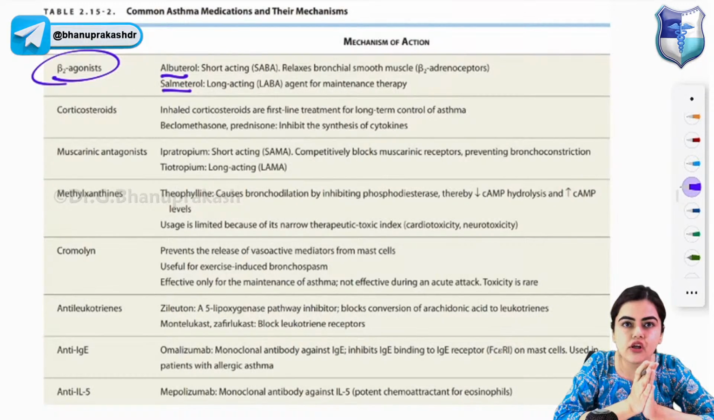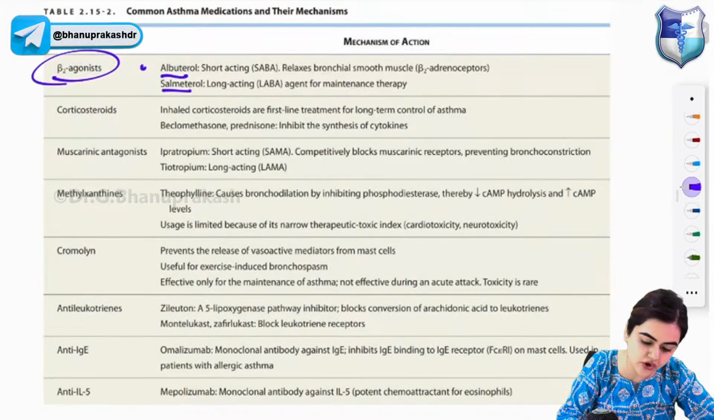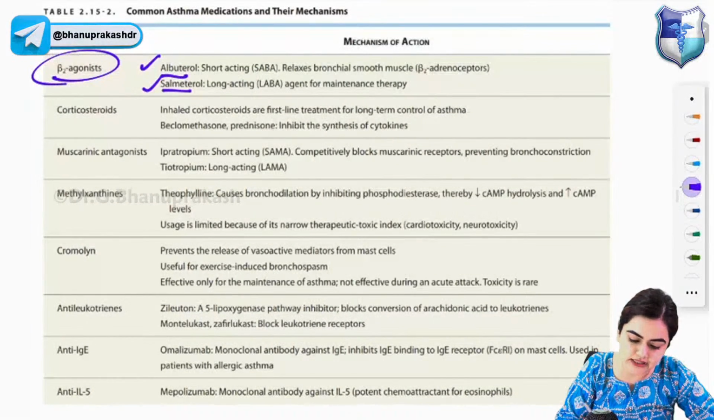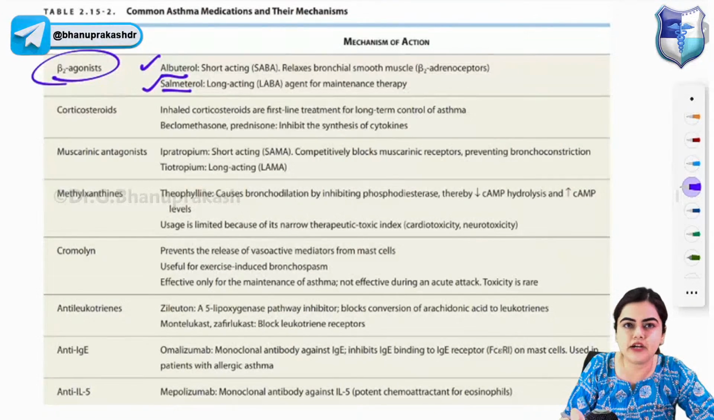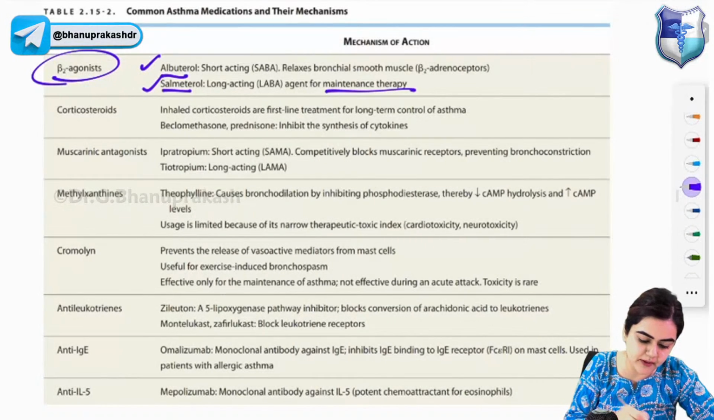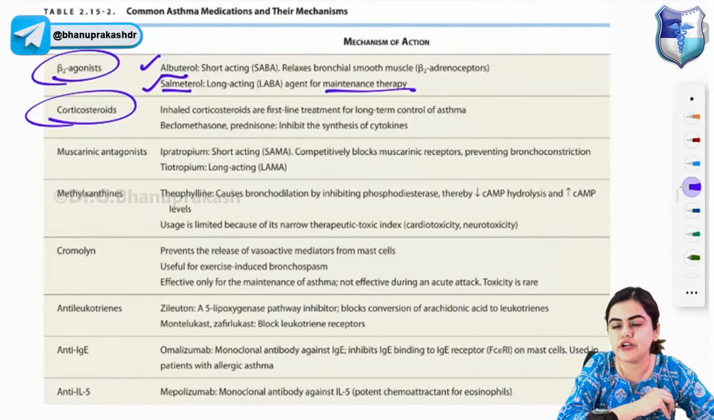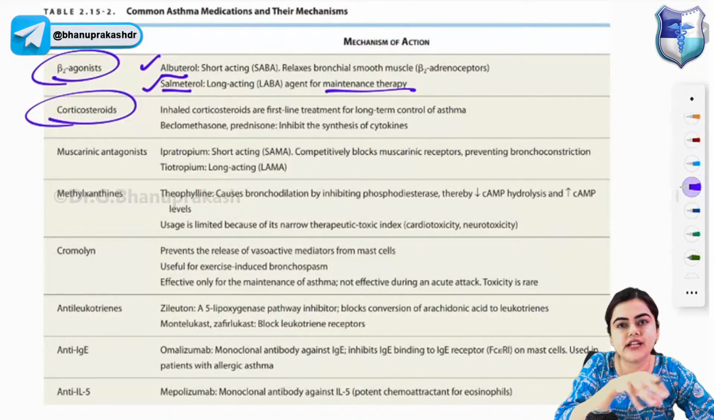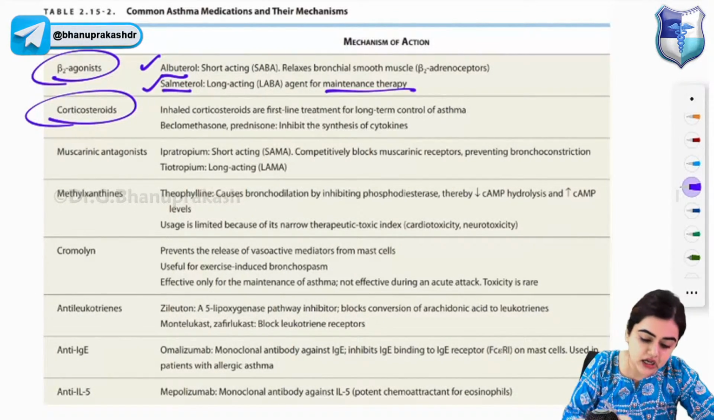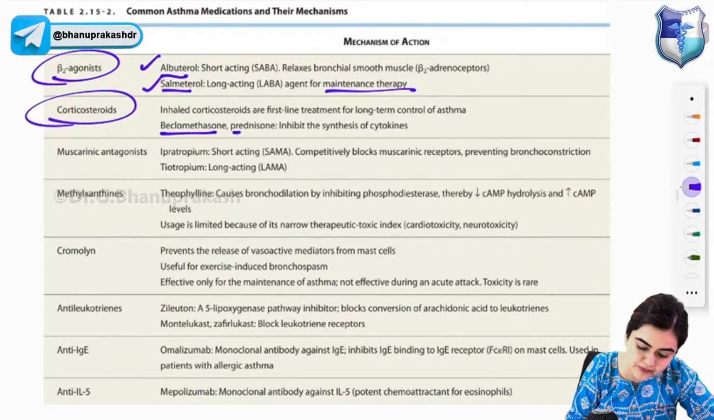So albuterol is short acting beta agonist and salmeterol is long acting beta agonist. These will relax the bronchial smooth muscle by acting on the beta 2 receptors. Salmeterol is used for maintenance therapy. Please remember. Next one is corticosteroids. Inhaled corticosteroids are used as a first line treatment to control asthma. Then you can use beclomethasone, prednisone.